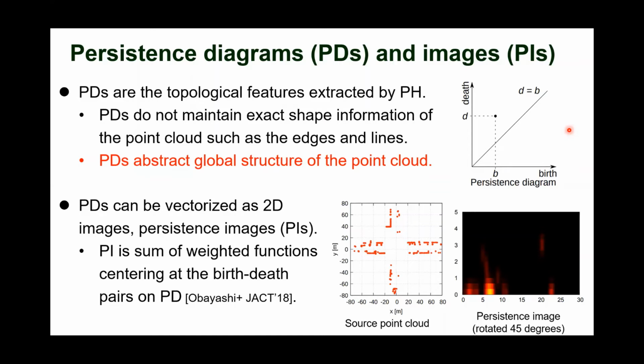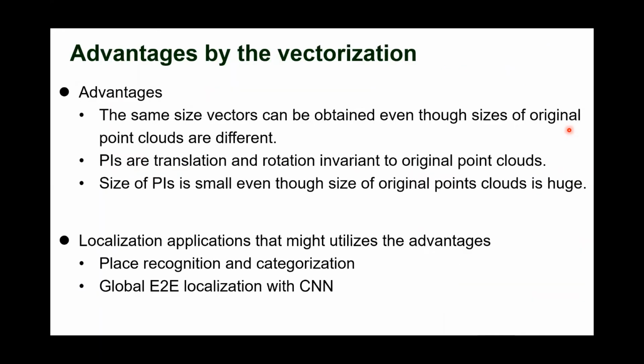Additionally, the persistence diagram can be vectorized. For example, the persistence diagram can be converted to an image, and this image is called the persistence image. The persistence image is a kind of sum of weighted functions centering at the birth-death pairs. By vectorizing the persistence diagram, we can have several advantages. For example, we can get the same size vectors from different size point clouds. Hence, we can easily apply machine learning algorithms to the point clouds.